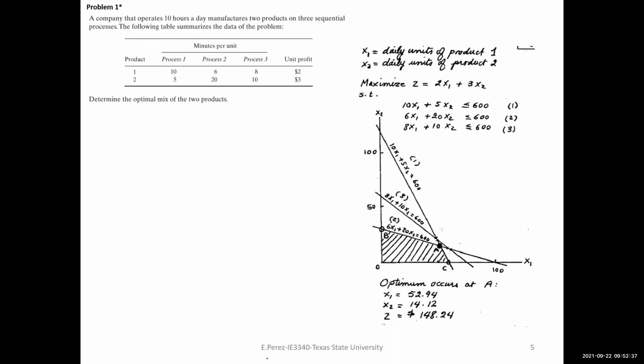So we have the minutes per unit per process, and we have 2 products, and we have the profit per unit for each product. So the question that we are trying to answer is how many daily units of product 1 we need to produce and how many units of product 2 we need to produce. So those are my decision variables.